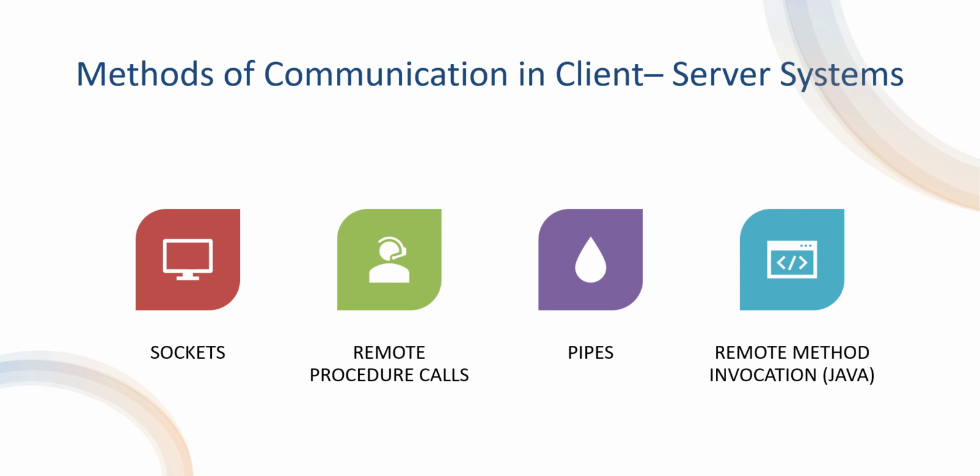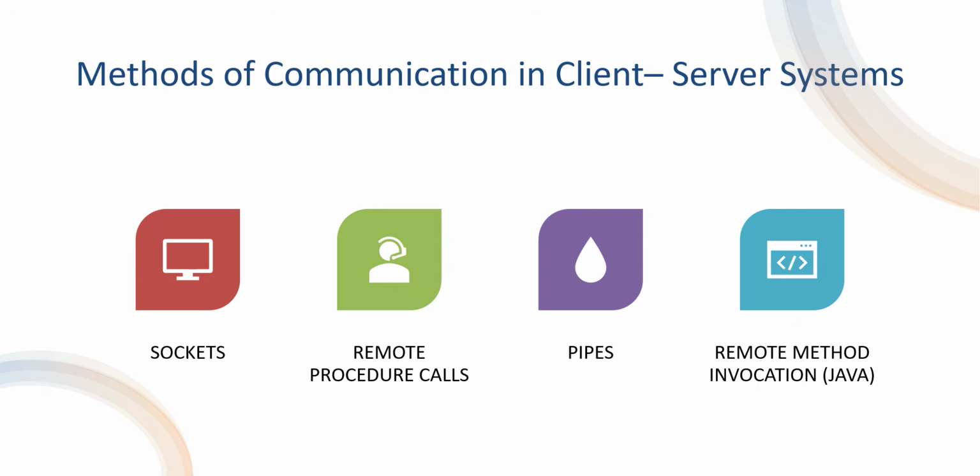Now the next question is, how can the client and server communicate with each other? There are different mechanisms available for communication. In this presentation, we are going to study four important mechanisms. The first one is sockets, the second one is remote procedure call or RPC, the third one is pipes, and the fourth one is remote method invocation or RMI, which is commonly associated with Java. Each mechanism provides a different way for processes to exchange information.